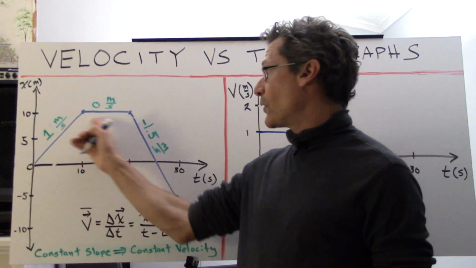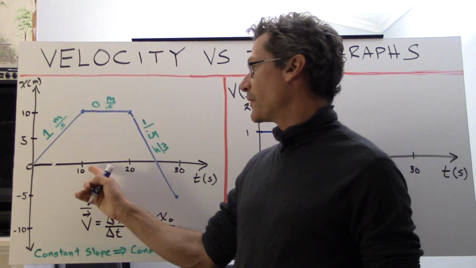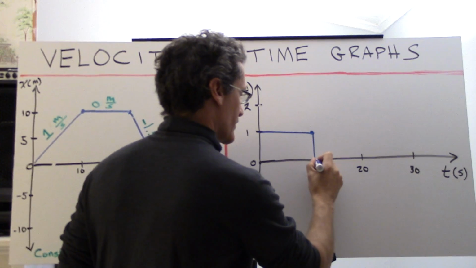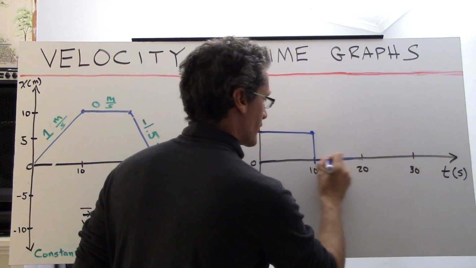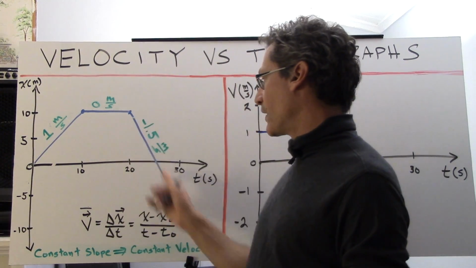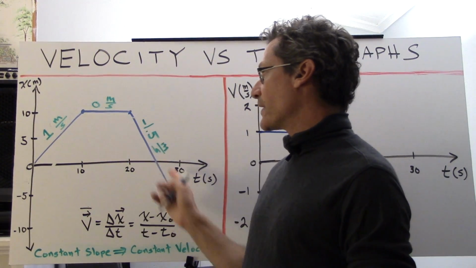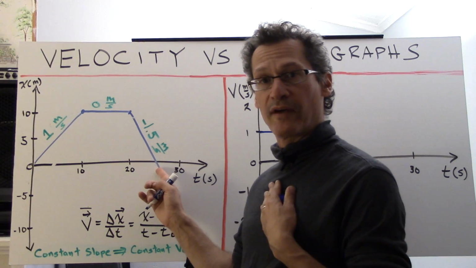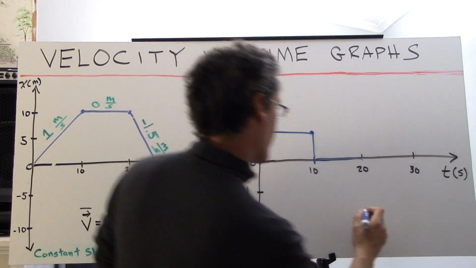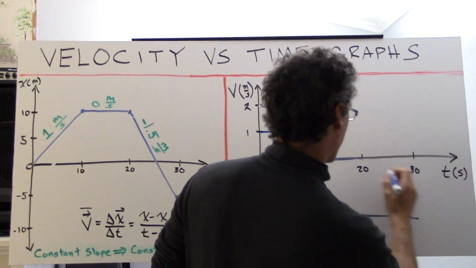Well, notice that there's no velocity here from 10 to 20 seconds. So what do I do? I bring it down to 0. It's 0 meters per second. So I'm actually going to draw it like that, okay? And during the last piece of travel, the velocity is a constant negative 1.5 meters per second. And so I'm going to find 1.5, that's kind of here, and make it like that.